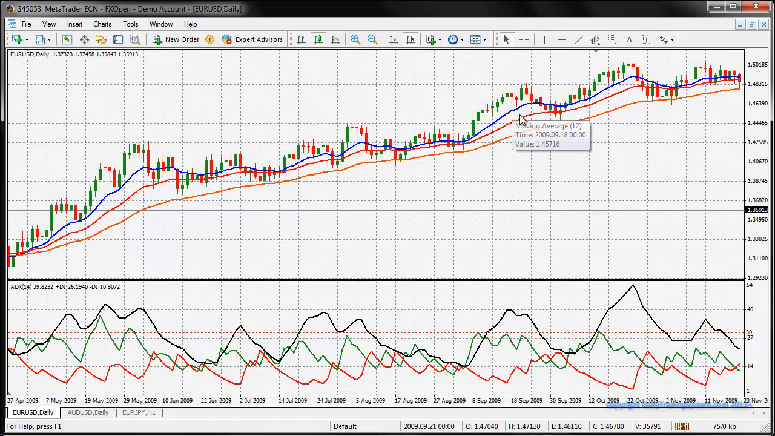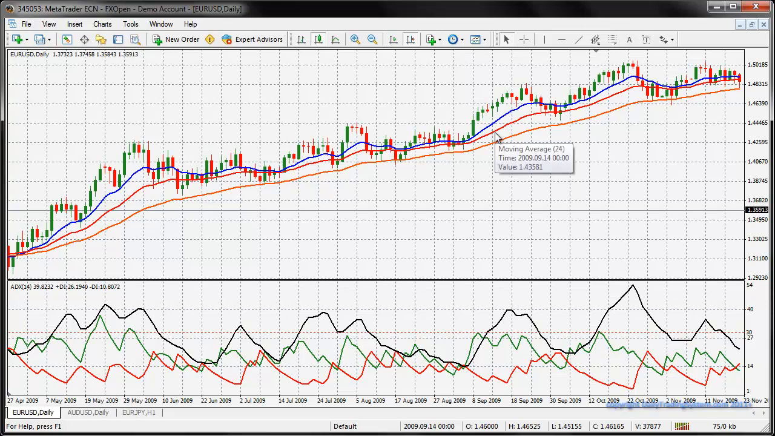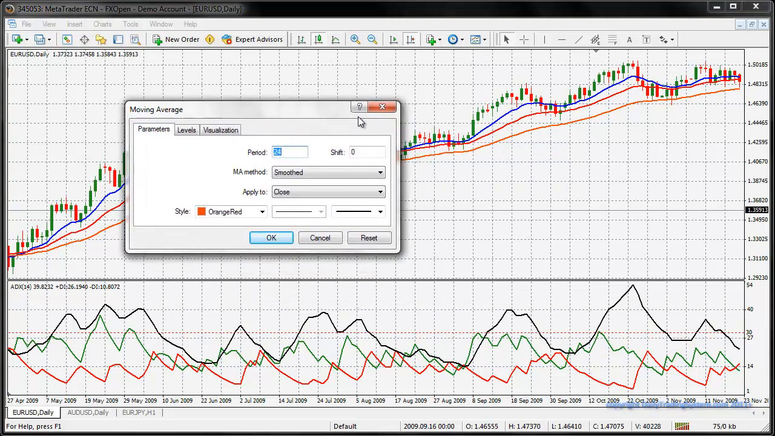The exponential moving averages will follow the market prices a little bit tighter than the other ones, such as linear weighted, smoothed, and there's one more other one, I believe, I can't remember off the top of my head, and a simple one as well. Most traders will tend to use the exponential moving average, and people use different settings in their period box as well.